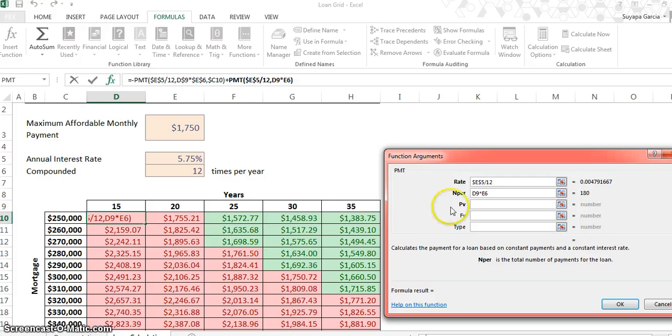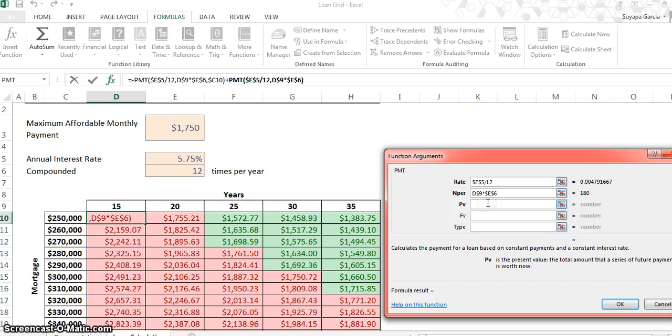As you can see, the columns change because you have 20, 25, 30, but the row doesn't change. So I didn't absolute reference the D, but I absolute referenced the 9, putting a dollar sign in front of the 9. And I put dollar signs in front of the E and the 6 because I didn't want that to change at all. It has to remain the same, which is the number of months per year in every single cell, which is 12.